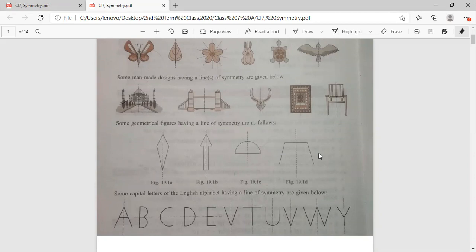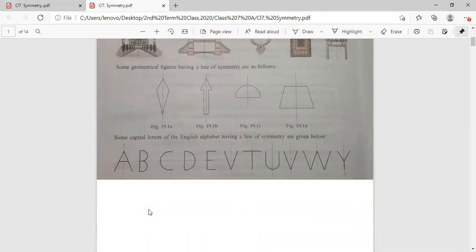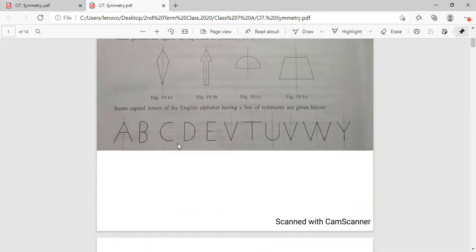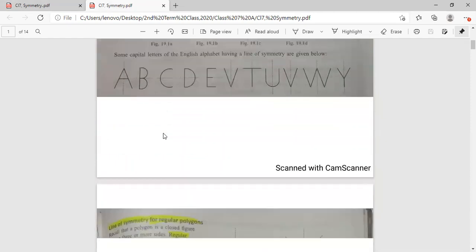Similarly with these figures. Even alphabets, you see, A has a vertical line of symmetry. If you fold it along this line, you'll find both sides are same. Here also it has a horizontal line of symmetry. If you fold it along this side, you'll find they are identical. So this dotted line is called the line of symmetry.